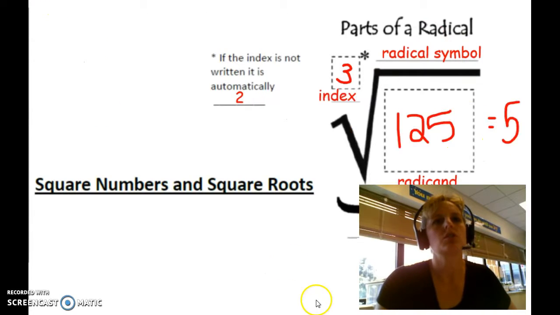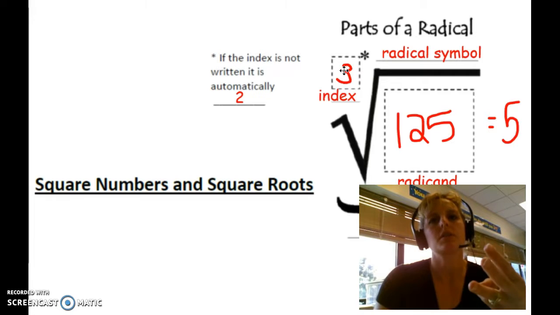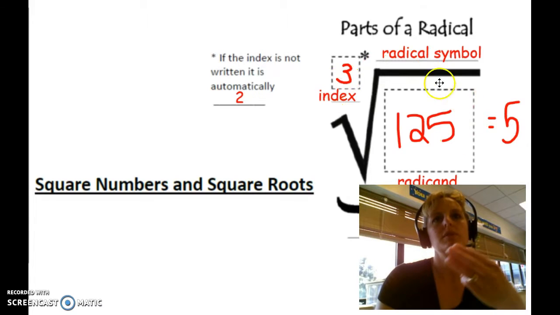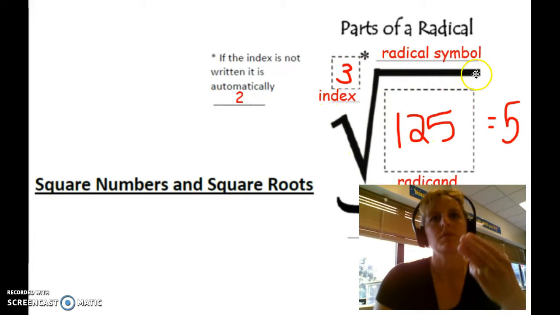So, first thing you need to know about square roots and square numbers. We have this symbol called a radical symbol. And the radical symbol allows us to work with numbers. In this case, we have an index of 3. And the index of 3 means we need 3 matching numbers that multiply to give us 125. So we know that the answer is 5 because 5 times 5 is 25, and then 25 times 5 is 125. So we're able to solve problems with a radical symbol.